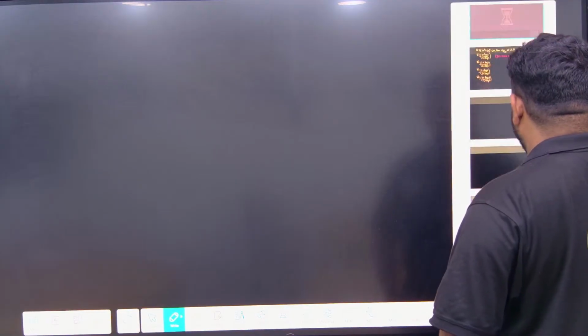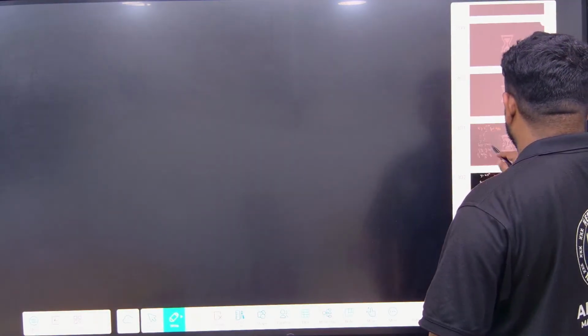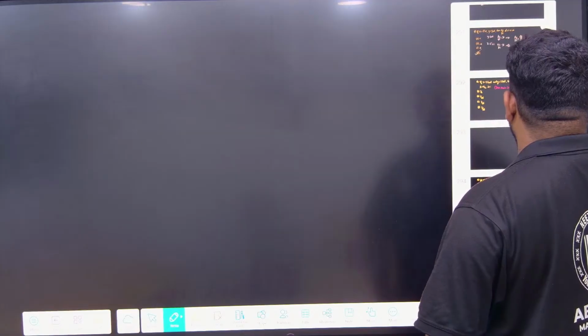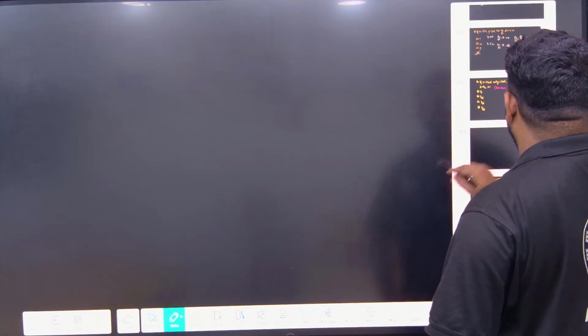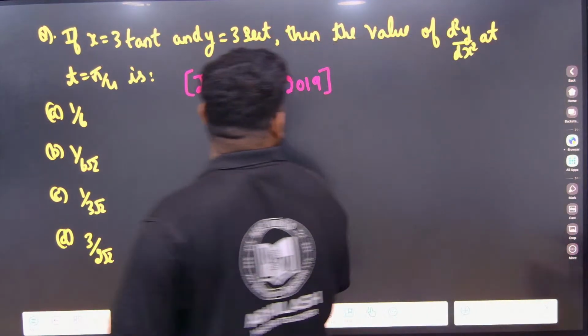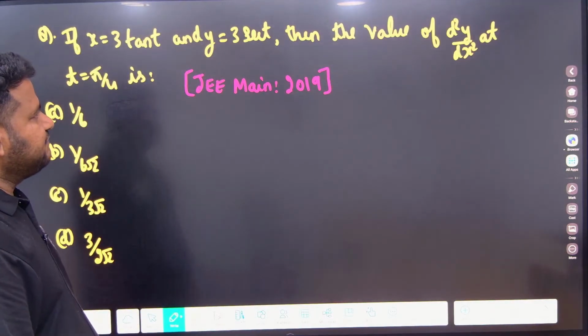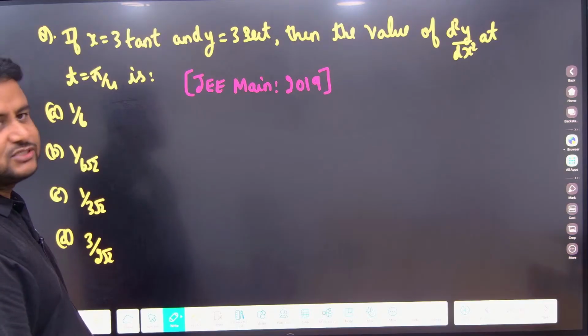Now, I want you to take up this question on parametric differentiation and do it by yourself. Please put the answer in the comment section. Or let us solve this question. This is a JEE Main question. They have given that if x is equal to 3 tan t and y is equal to 3 secant t, then find the value of d square y by dx square at t is equal to pi by 4.